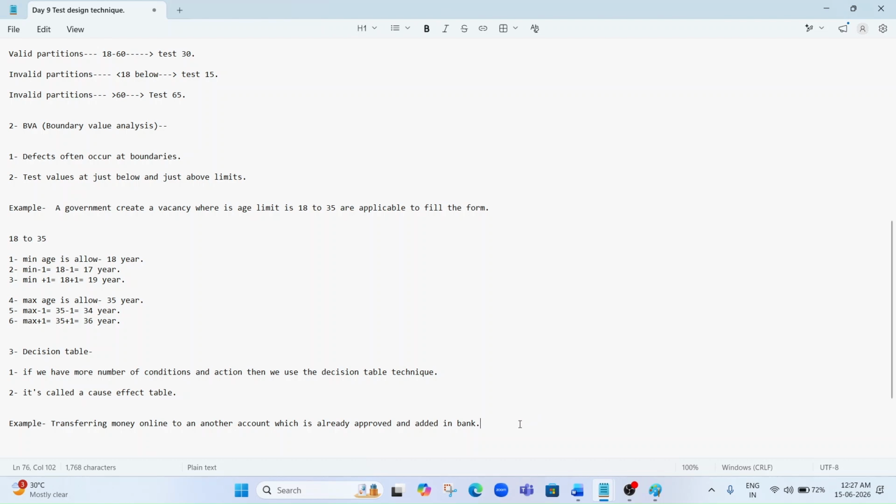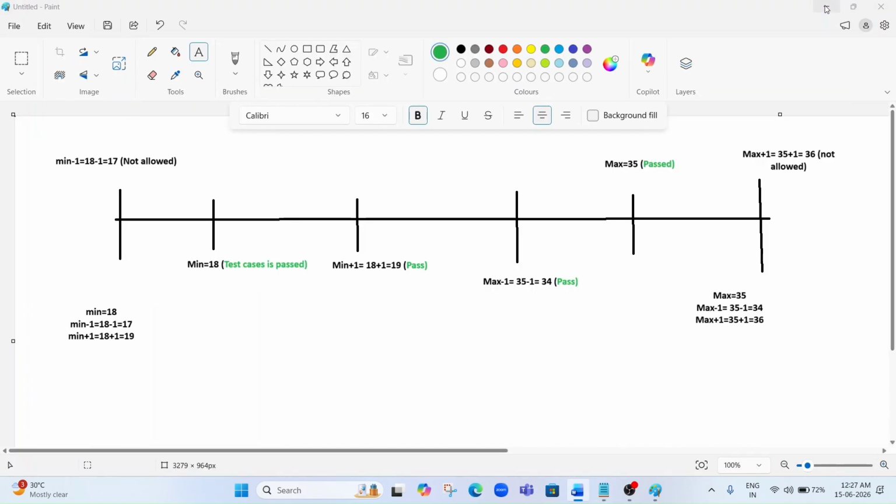In this decision table, if we have a large number of conditions and actions, then we use the decision table type. Okay. So there I have created an Excel sheet for that, so you can easily understand.